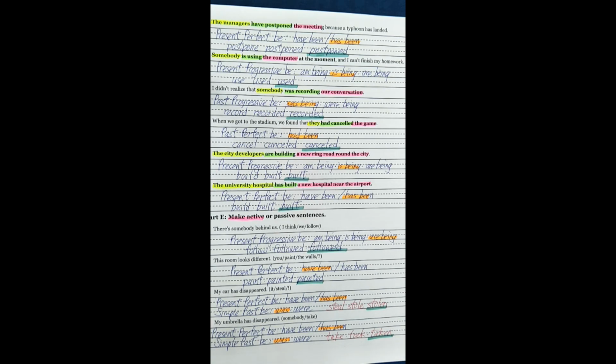Number 6. The city developers are building a new ring road round the city. Subject, the city developers. Verb, are building. Object, a new ring road round the city. Are building is present progressive. Present progressive be verb: am being, is being, are being. Verb: build, built, built.